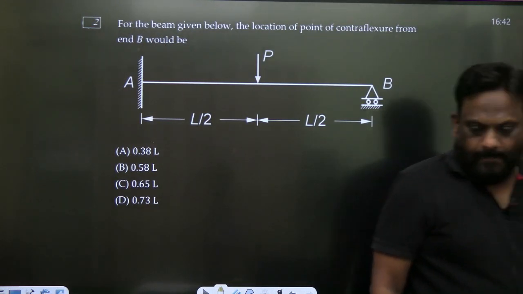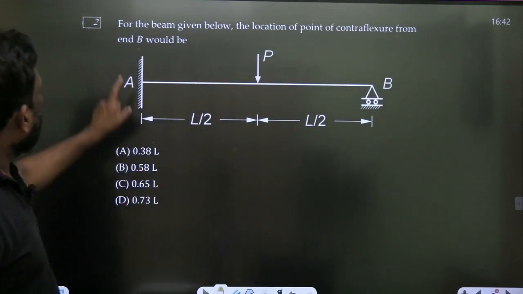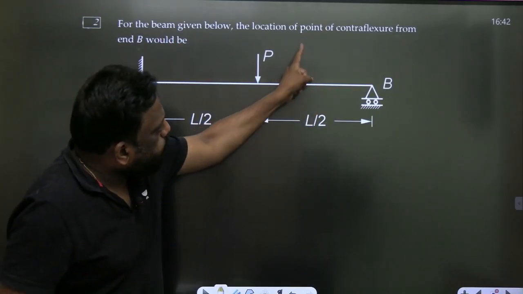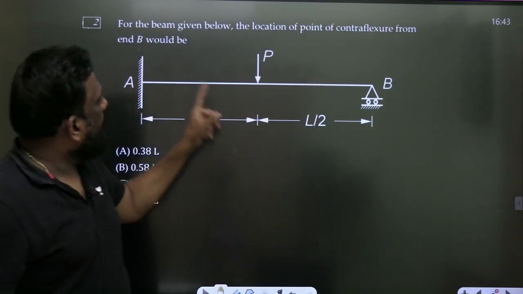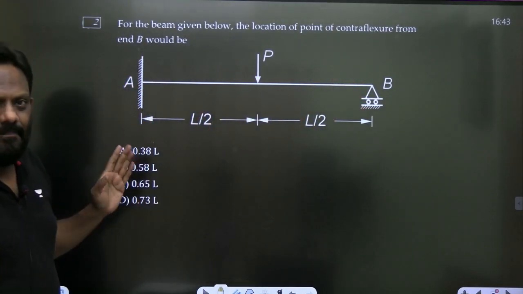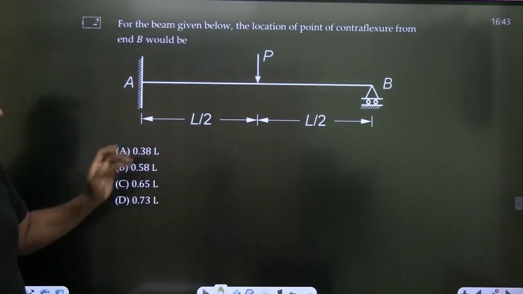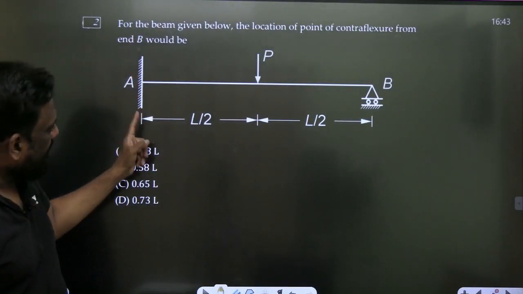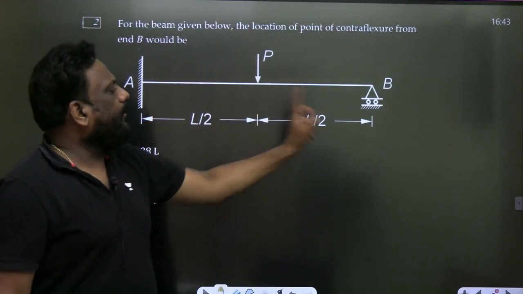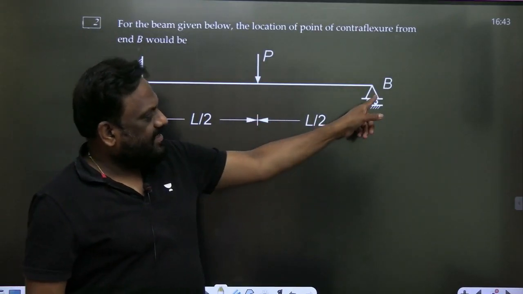देखो. For the beam given below, मतलब ये वाला, the point of contraflexure from end B, from this one, please listen carefully. It is a propped cantilever. There is a cantilever beam. At L by 2, there is a downward point load of P. And from this way, there is a support reaction.